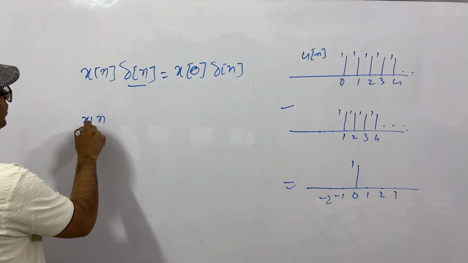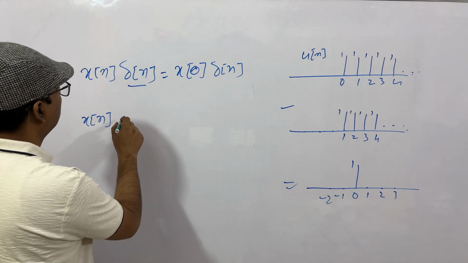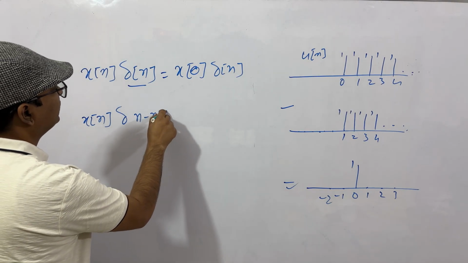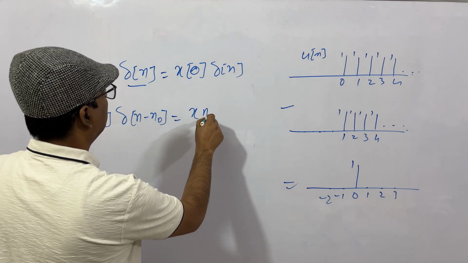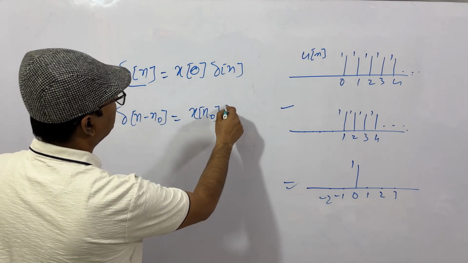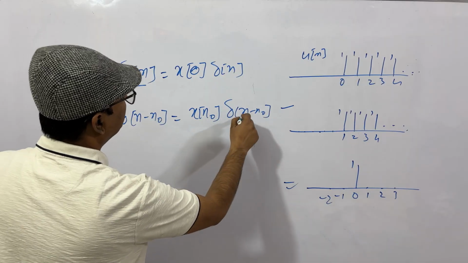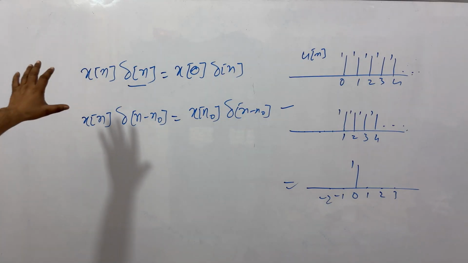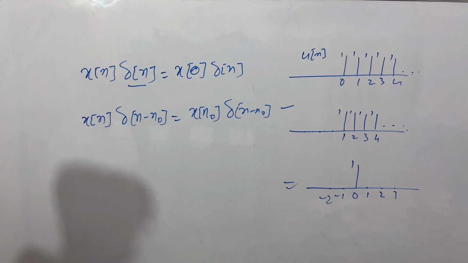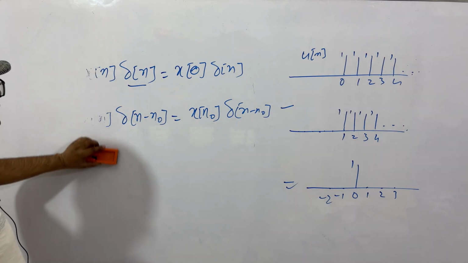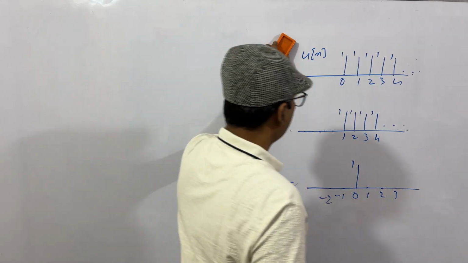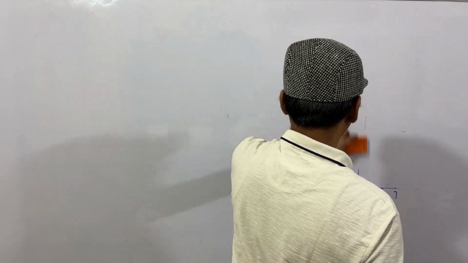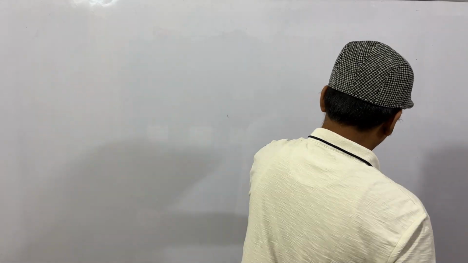And more generally speaking, we can write n minus n0. That is, if it is shifted to n0, we can say this will be the value of x at n0 into δ[n minus n0]. Okay, so you should understand this, keep this in mind. Now, very similar to this is your continuous time signal. There are differences undoubtedly, but the concept is almost same.